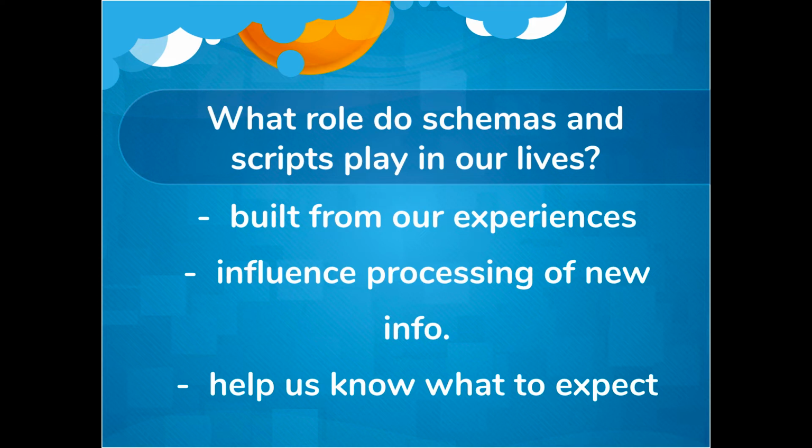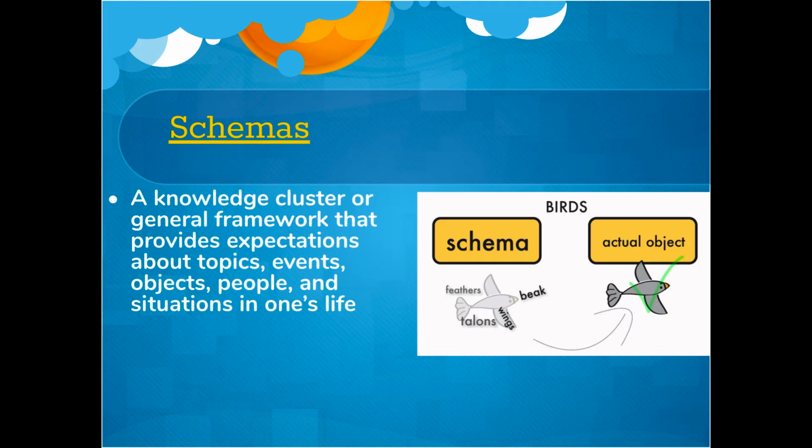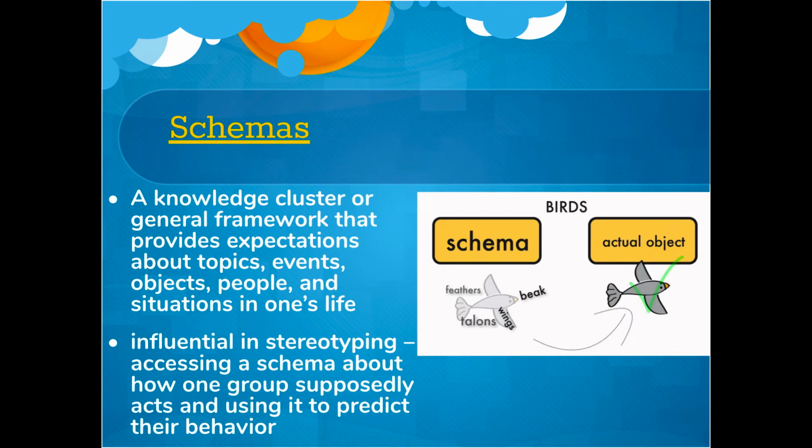So remember, we have schemas for everything. We have schemas for marriages, for home life, for college, for school. We have schemas for events, which remember we call scripts. So just as a reminder, you can think of these schemas as like a cluster of knowledge that we associate with a particular person, place, or thing.